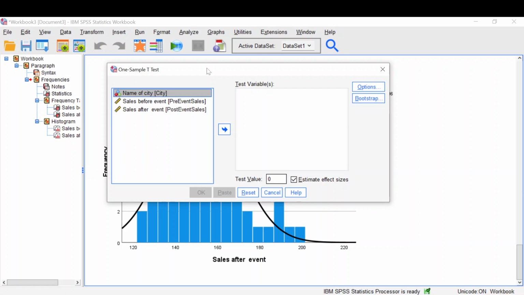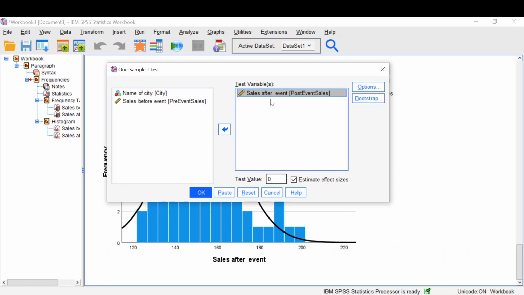So say, for instance, we know that in an average day, we sell 140 units and we want to compare against that. So let's do that. So let's click on Sales After Event and bring it over to our test variables box. For test value, we're going to put in our comparison average.